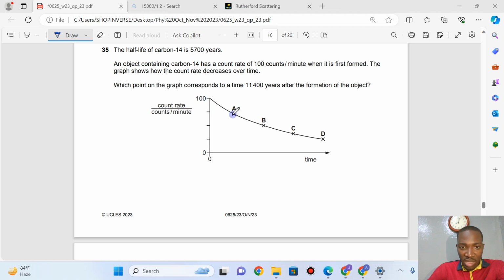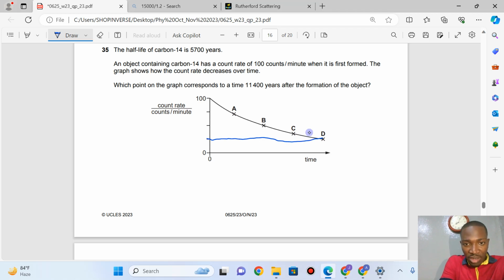And it began to decrease. Let me fix the order of the axis labels. So if this is 100 and this is 50, then it means the time taken to go from 100 to 50, this should be 50, this should be 25, and this 0. That means the time taken for the count rate to go from 100 to 50 is the half-life.